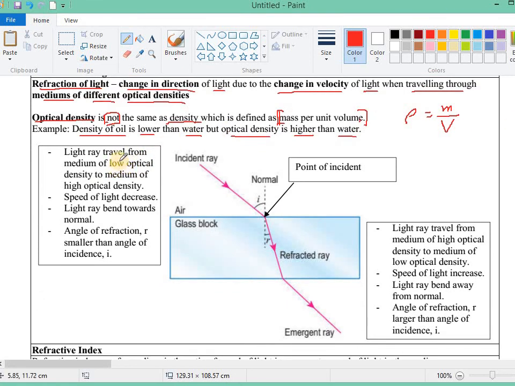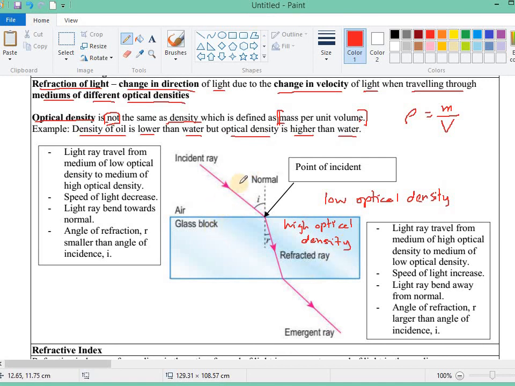So let's look at this diagram. You see we have a glass block, and then we have air. So just think logically, we can imagine that the glass block will have a higher optical density compared to air. Air has low optical density, glass has high optical density.